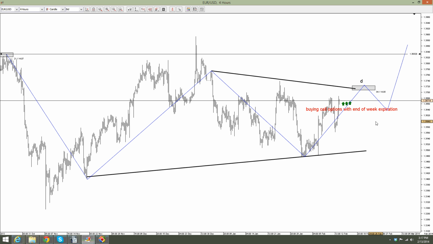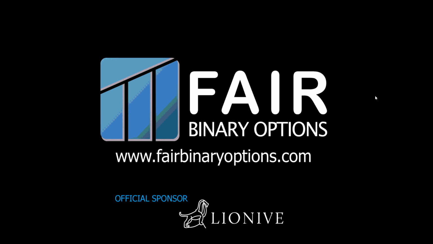Now, the euro US dollar is one of the most traded currency pairs, both on the regular spot market and on the binary options one. So therefore we choose to trade this one today. A, B, C, D, and then an E wave, and then price to move to the upside. That is our analysis.